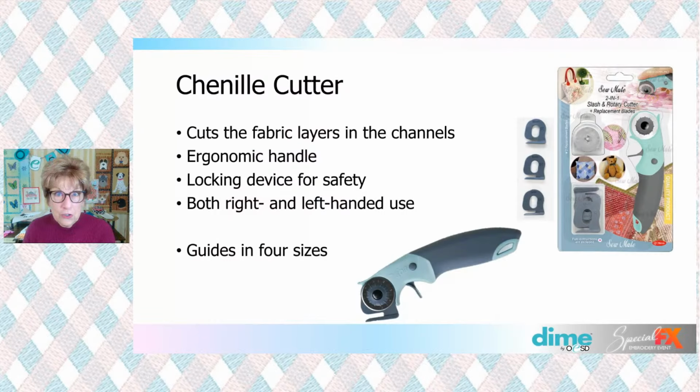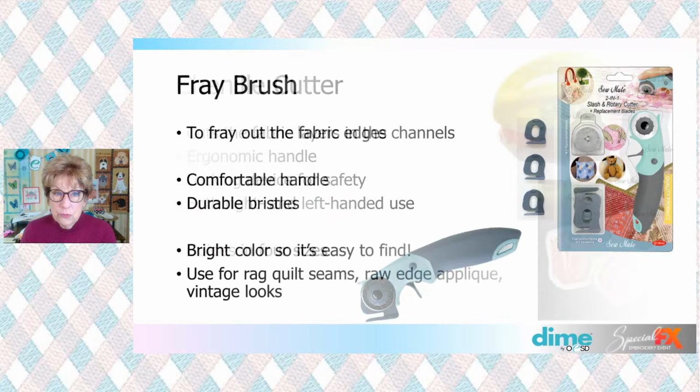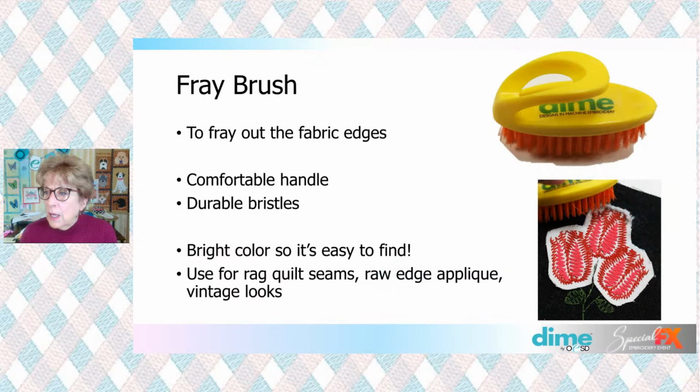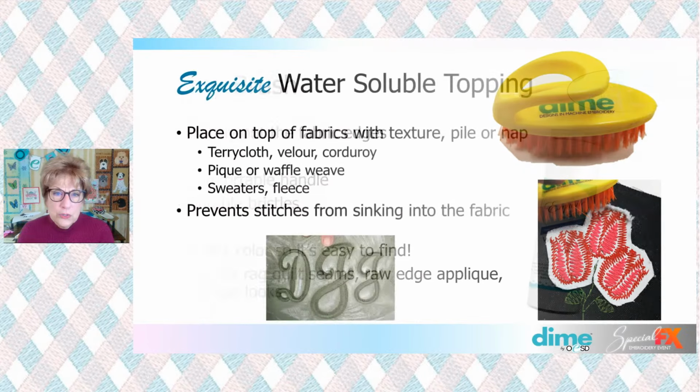So we did the chenille cutter and we've got that on special. It cuts the layers between in the channels. Here's what you need for chenille, both right and left-handed use on that same cutter. And there's 4 different adjustable guides that go through there. There's the fray brush. Like I said, those nylon bristles are the perfect stiffness to fray out, not only for chenille, but also if you're going to do a rag quilt seam or fray out a raw edge applique for that vintage look.